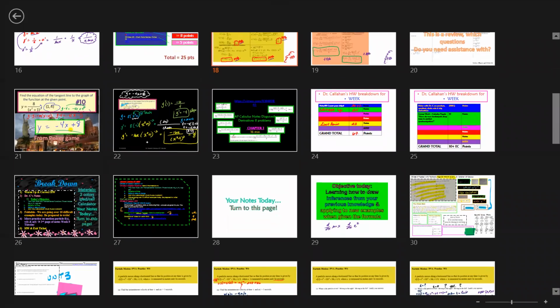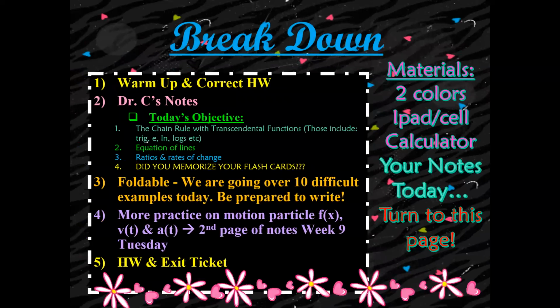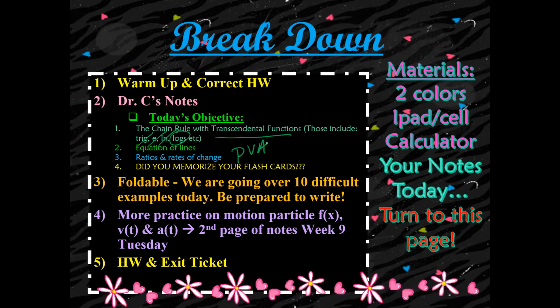Okay, so let's proceed with today's stuff. Here's the breakdown of what we're going to talk about today. We're going to talk about chain rules with transcendental functions. Transcendental includes trig, e to the x, and ln. So we've done trig, e and ln, and now we're going to go on to logs. We're also going to do something called PVA, which is position, velocity, and acceleration. I introduced you to that briefly last time. So we'll do more practice on particle motion, f of x, and PVA.